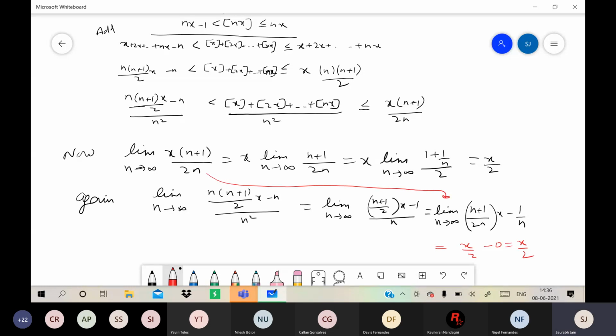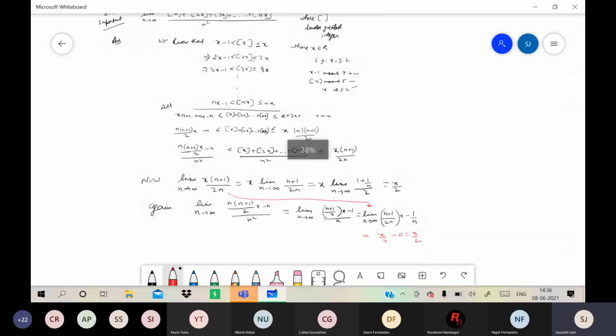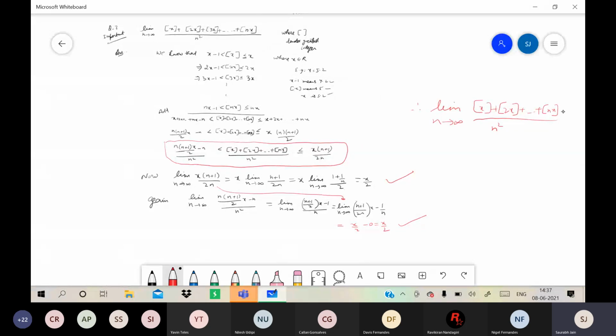So left and right both are getting the same value. Rightmost is x by 2, leftmost limit is x by 2, and we have established this inequality here. As a result, the limit of the middle term will also be x by 2. That is, the limit of greatest integer x plus 2x up to nx upon n square is also x by 2. That is the way to solve it.